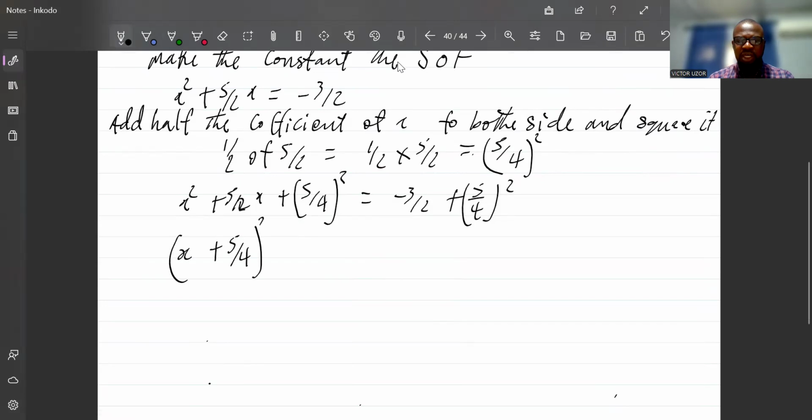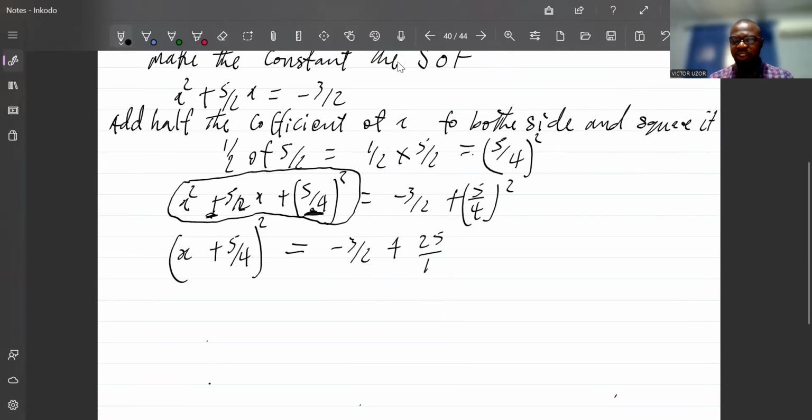You ask me, how did I get this? If I expand this, I'm going to get everything that is here. I don't want to waste your time solving it. When you are doing this method, pick the x, and whatever is inside the bracket here, and you put it here, provided that you use the sign that is there. Then equate it to negative 3 over 2 plus 25 over 16.